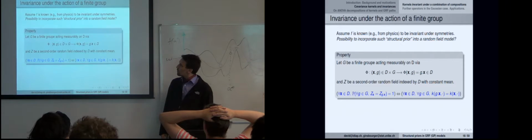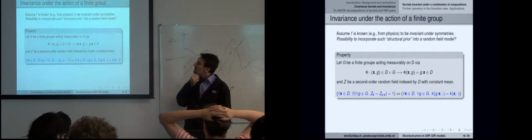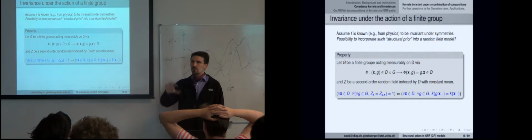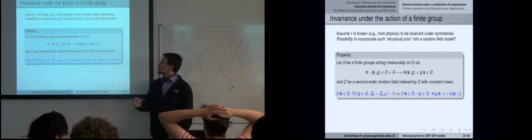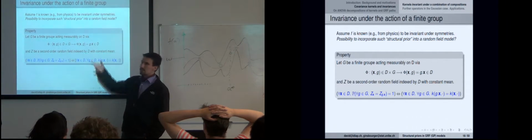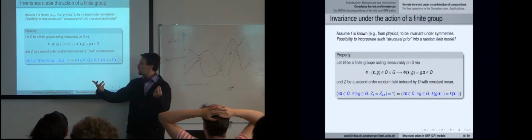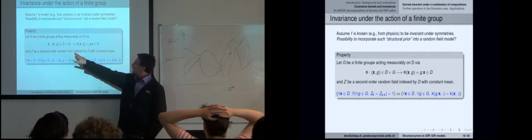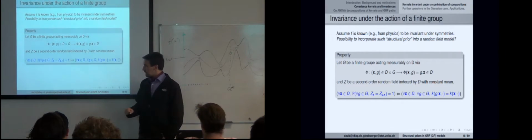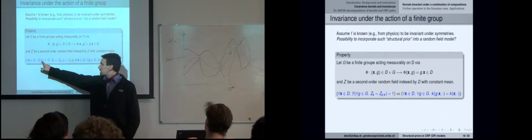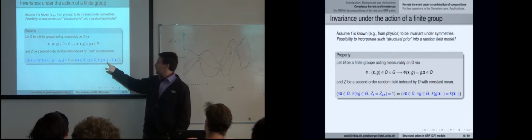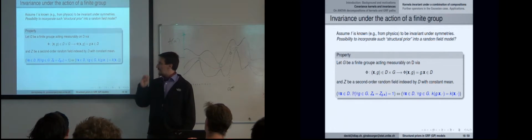So let's first review a property which has been obsessing me since my PhD. If you take G, a finite group, which is acting measurably on D, so you have a set of transformations, a set of rotations, a set of translations, whatever, which map any point x to G point x. So you take an element of the group and an element of the input space, and you map it to G point x. With the properties of group actions, you have the following equivalence. For all x in the domain, the probability that Z is invariant over the orbit of the action is equal to 1 if and only if the kernel is invariant with respect to its left argument. Okay, black magic for the moment.